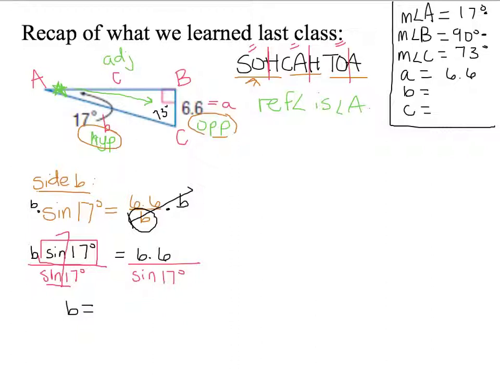Let me type that in here. 6.6 divided by... Oh, my calculator works differently. Some of you might have calculators that when you push the sine button, it automatically pops up with the number. You can't type it in the way it's written. Okay, with those, you have to type in the degrees. So on mine, I would do 17, then I'd push sine, and then equals. And I get 22.57.